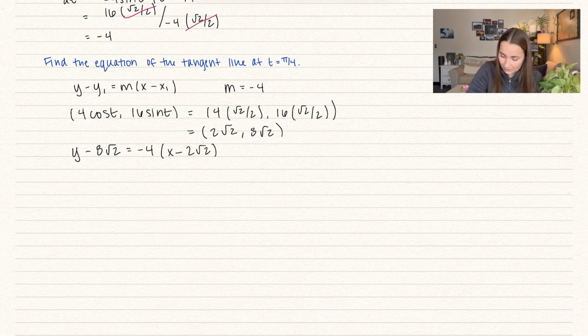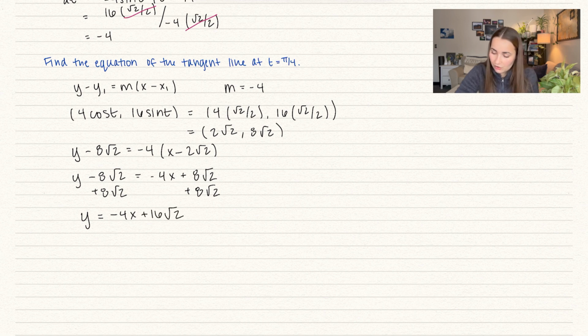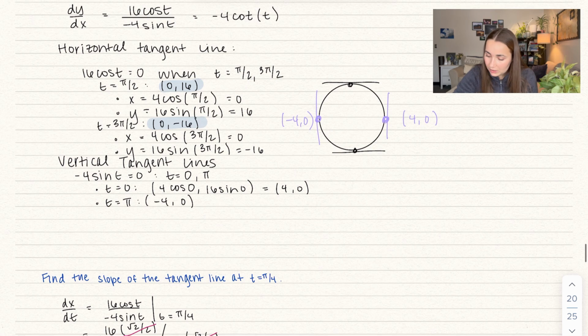And here we can go ahead and simplify. We can solve for y. So y minus 8 root 2 is equal to, let's distribute that negative 4, so we get negative 4x plus 8 times root 2. Now, I'm just going to add over that 8 root 2, right? So add it over to both sides. We get y is equal to negative 4x, and that's going to be plus 16 root 2. So if we go back to our circle, we know that pi over 4 is going to be somewhere right here. So what we did was we just found the equation for this tangent line. So this is going to be negative 4x plus 16 root 2.